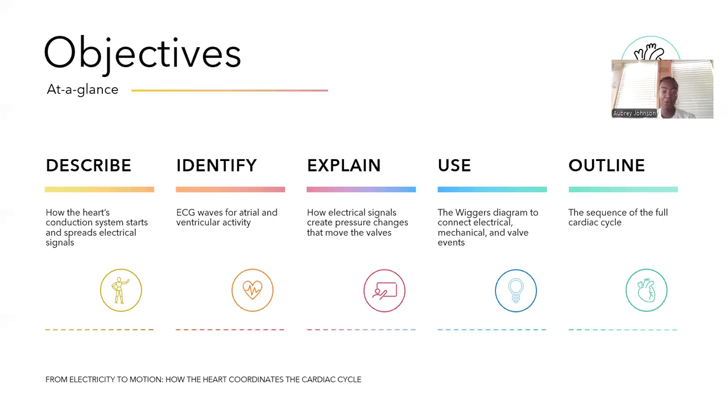So our goals or our objectives in this brief video are, one, to describe how the heart's conduction system starts and spreads electrical signals. And then after that, we're going to identify ECG waves for atrial and ventricular activity, because as we know, the heart is composed of smaller atria and then much larger ventricles. The ventricles are responsible for pumping blood into systemic and pulmonary circulation, and the atria are responsible for transporting blood from atria to ventricles to get to the rest of the body.